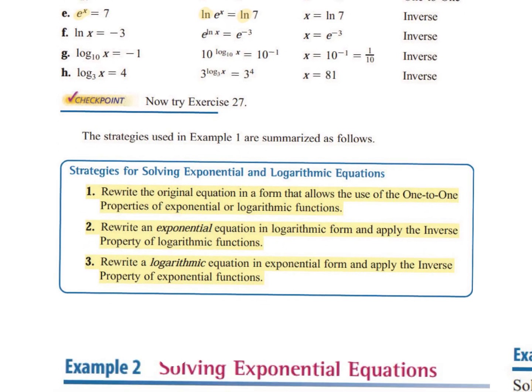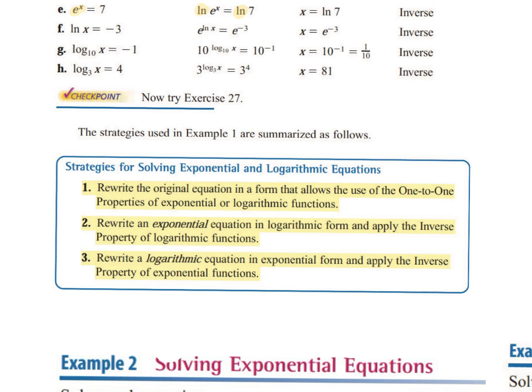Now, the strategies used in example 1 are summarized as follows. Step 1 is rewrite the original equation in a form that allows the use of the one-to-one property of exponential or logarithm functions. That is the one I prefer to use whenever possible, just because I can ignore part of the equation and it makes it a lot easier to get the final answer.